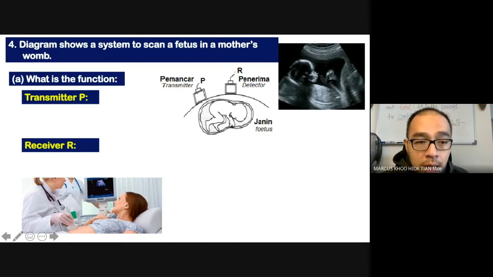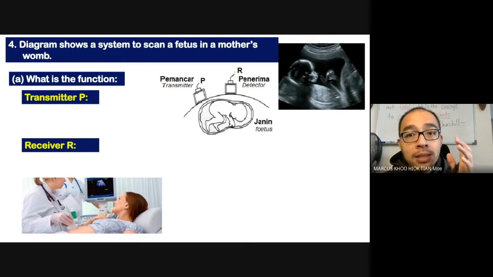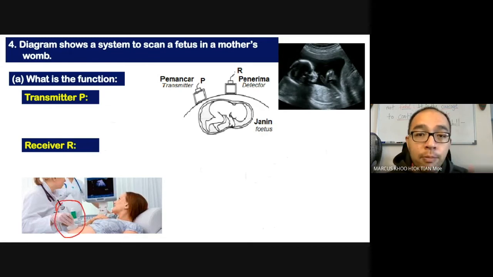Okay, and this is a very important application. Get ready to copy. So the function of the transmitter, over here. There are two components to this: a transmitter and a detector. Nowadays, the thing that she's holding is both the transmitter and also the detector.